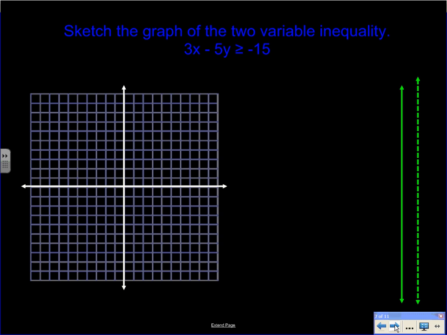Let me see you go ahead and sketch a graph of this, and see if you can pick a point and see which side of the line you'll be shading. You can pause the video and I'll work this out in one moment for you.